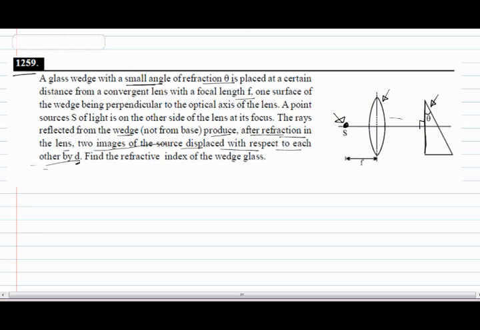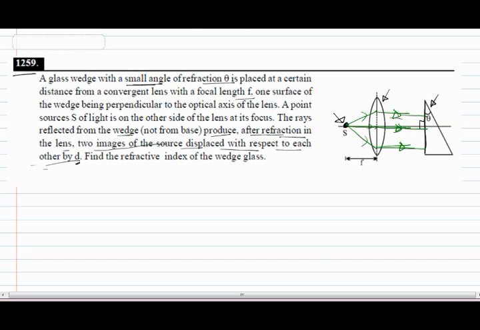The light rays from the source will pass parallel to the optical axis after refraction from the lens because the source is at the focus point. So the lens will make a parallel beam from the light rays coming from the source. This parallel beam is going to strike the glass wedge, which reflects light rays, and these reflected light rays come again to the lens, and there are two images of the source. So how can there be two images?